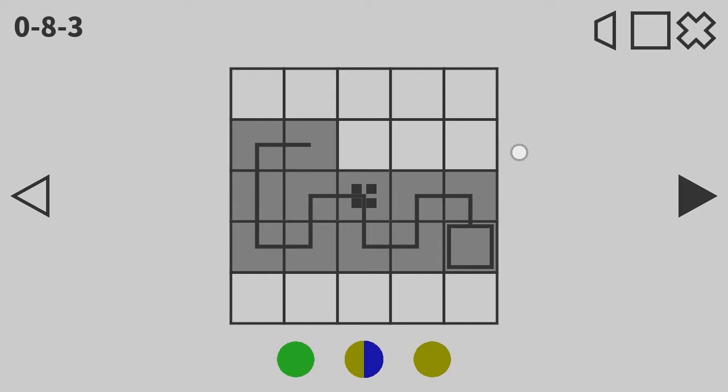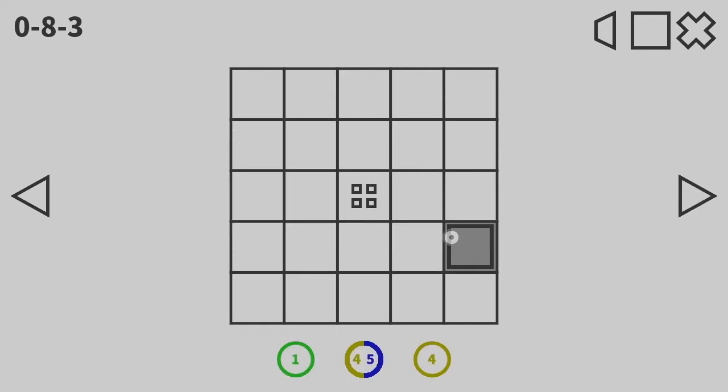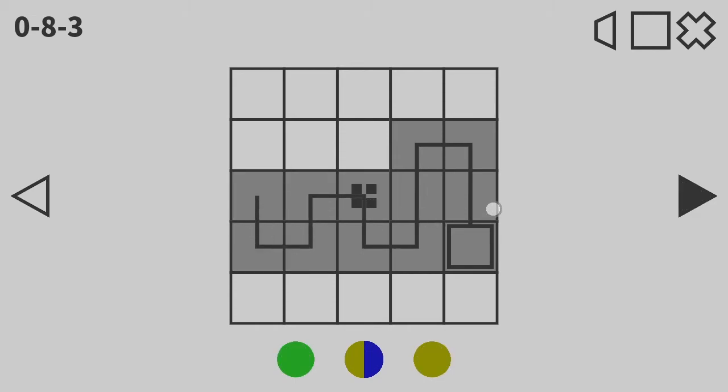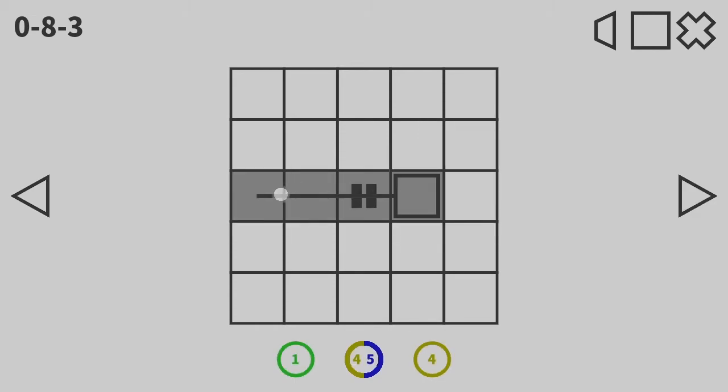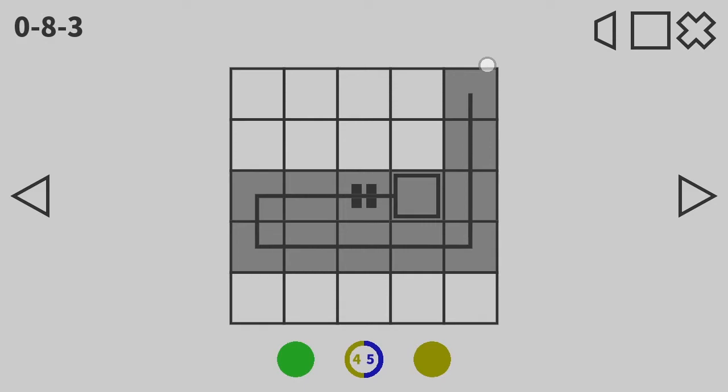But I know the size of this thing is always a multiple of the number. If there's two numbers, it's always a multiple of both. This will work. This won't work. This will work.